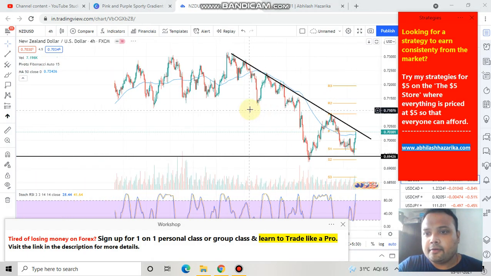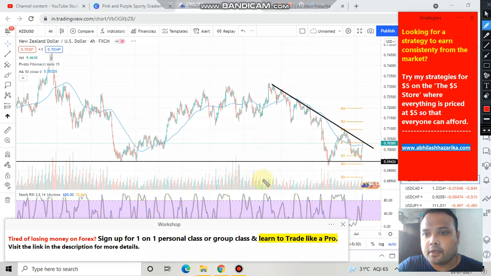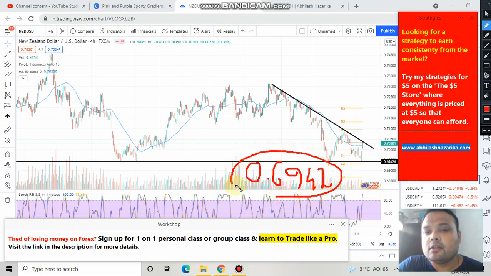And on the downside, we have got this black line as the support for the market, 0.6942. And you can clearly see that after the FOMC meeting, when there was heavy selling pressure on the market, this was the level that provided the required support. From there market bounced, and this level is still acting as a support for the market.